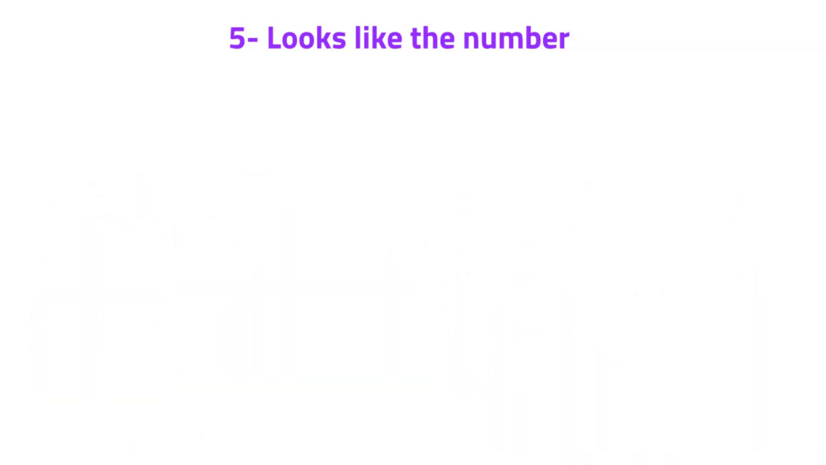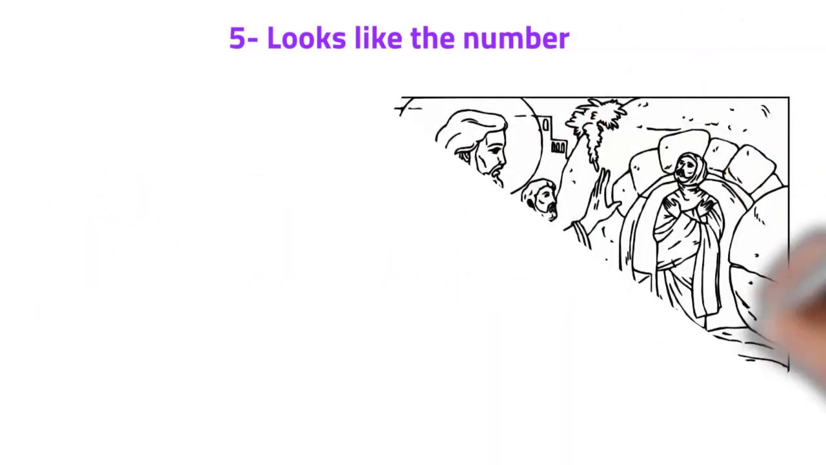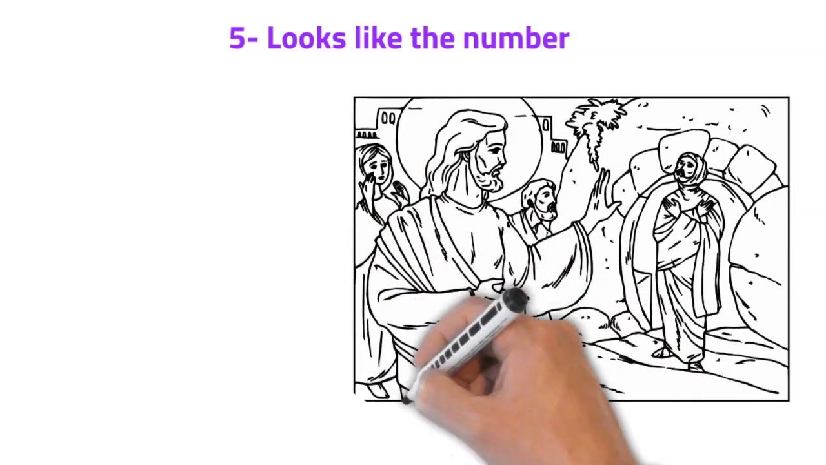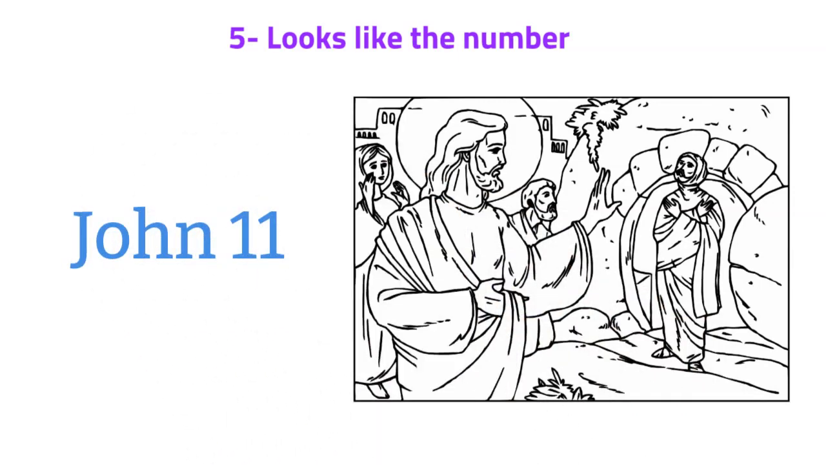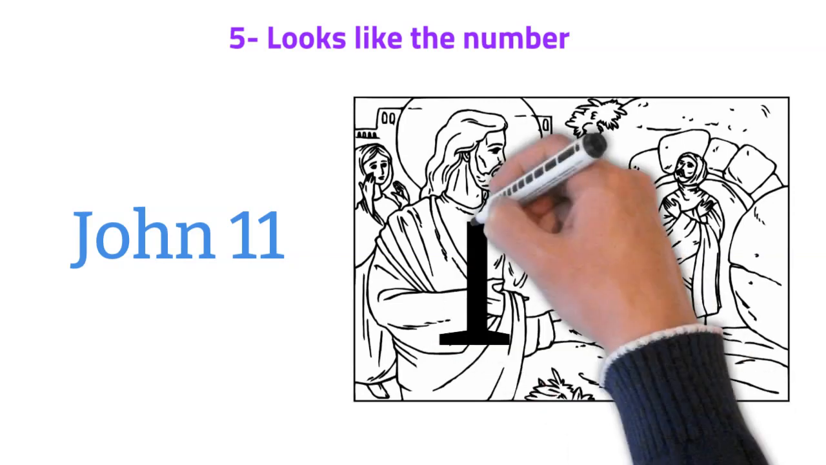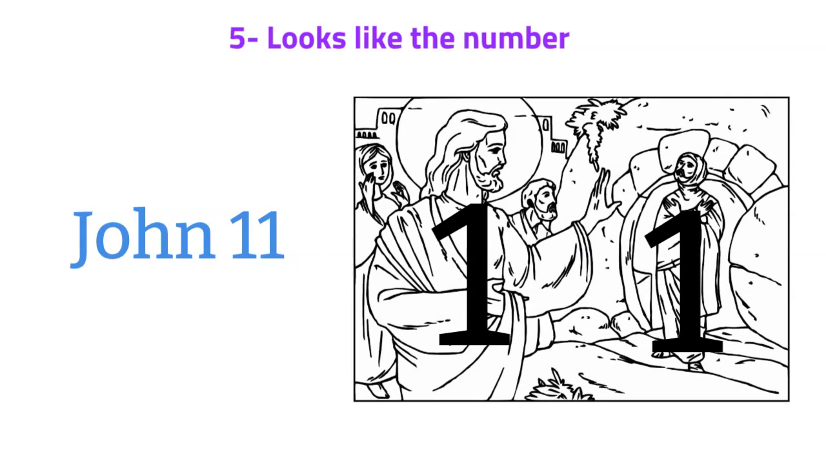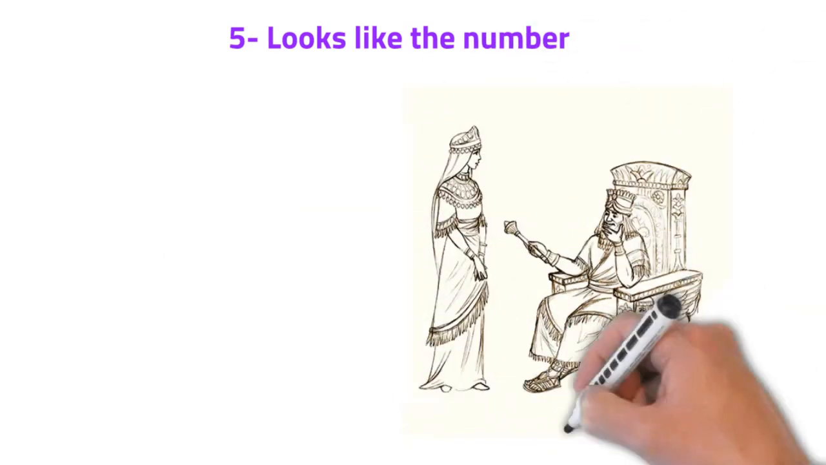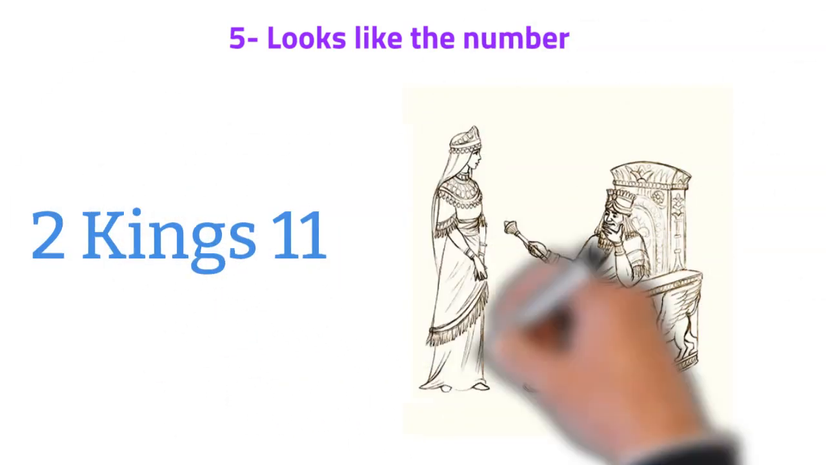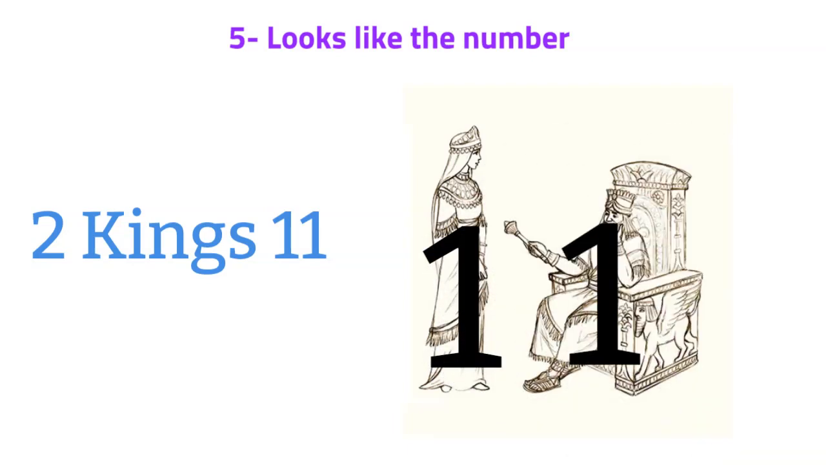To see if the number can be used in the story, read the chapter and see if anything looks like the chapter number. John chapter 11 records the raising of Lazarus from the dead. We picture Christ and Lazarus standing together, which fits the shape of the chapter number. Similarly, David and Bathsheba in 2 Kings 11 standing together looks like an 11.